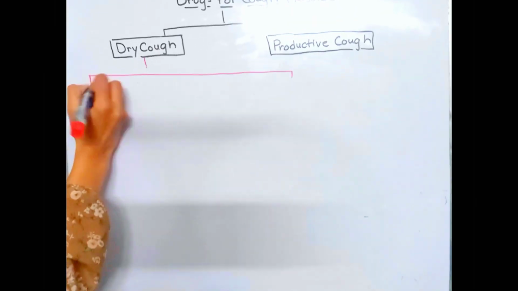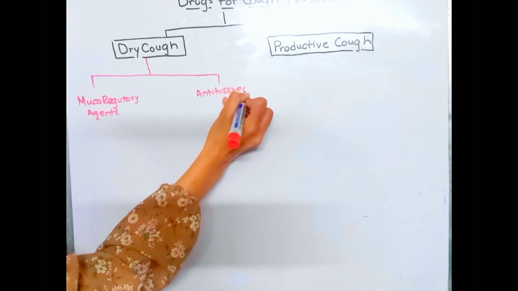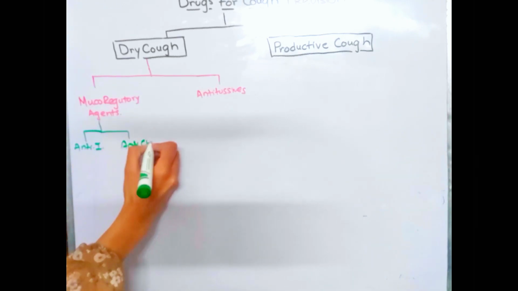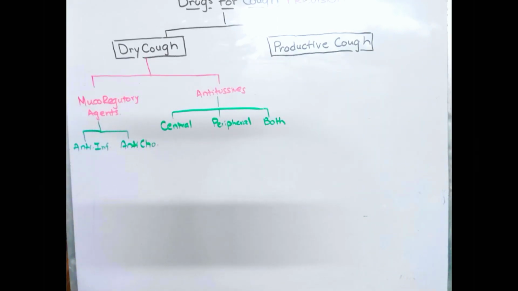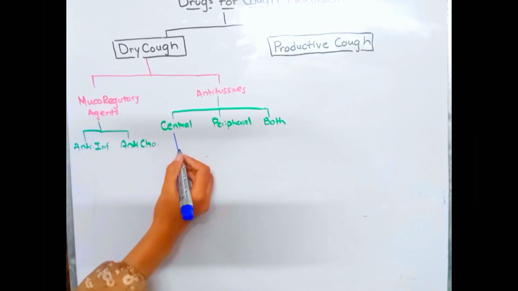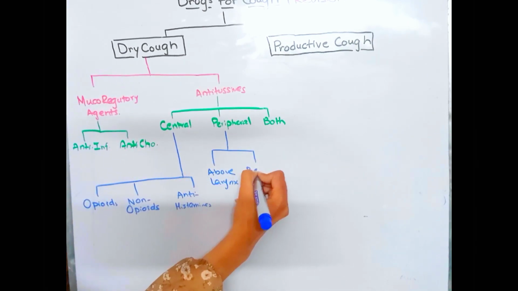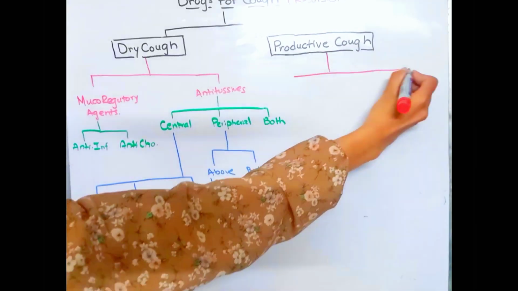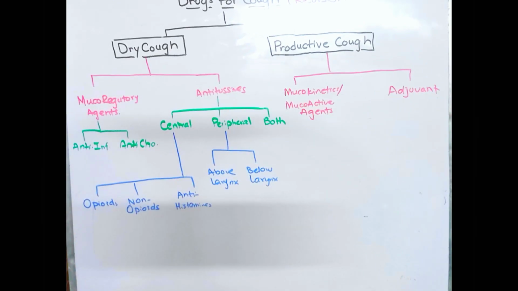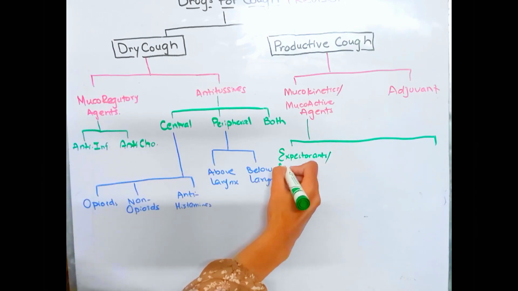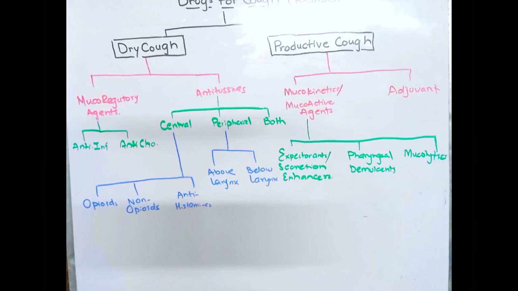Now let's have a recap. In dry cough we have the mucoregulatory agents and the antitussives. In the mucoregulatory agents, we have anti-inflammatory agents and anticholinergics. In antitussives, we have centrally, peripherally, and both acting agents. Centrally, we have opioid, non-opioid, and antihistamines. Peripherally, we have the drugs that act above the larynx and below the larynx. Then in productive cough, we have the mucokinetic agents and adjuvant therapy. In the mucokinetic agents, we have expectorants or secretion enhancers, pharyngeal demulcents, and mucolytics.